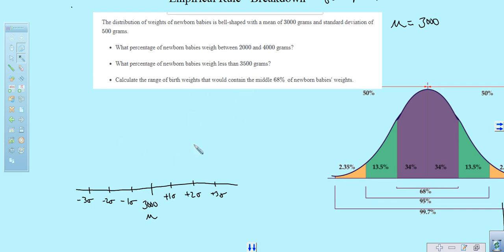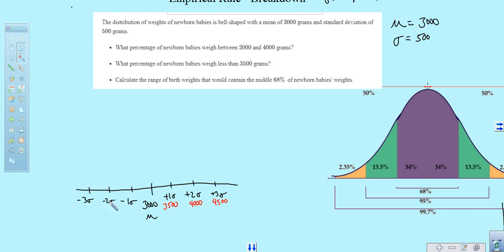Okay, well, I still don't have what data is represented by 1 standard deviation, what data is represented by 2 standard deviations. So now I need to take that into consideration. So my standard deviation is 500. So that means that if I want to go from my mean of 3,000, I want to go up 1 standard deviation. That's going to put me at 3,500. If I go up another standard deviation, that will put me at 4,000. If I go up another standard deviation, that will put me at 4,500.